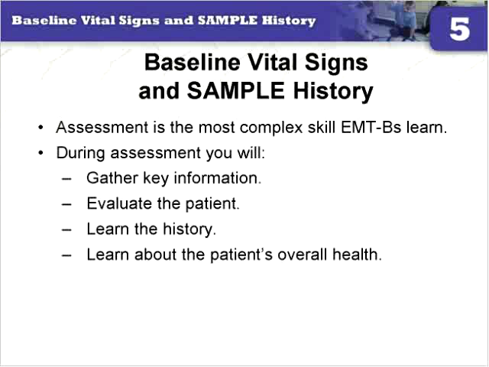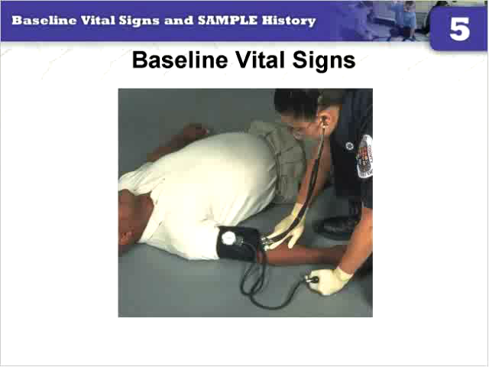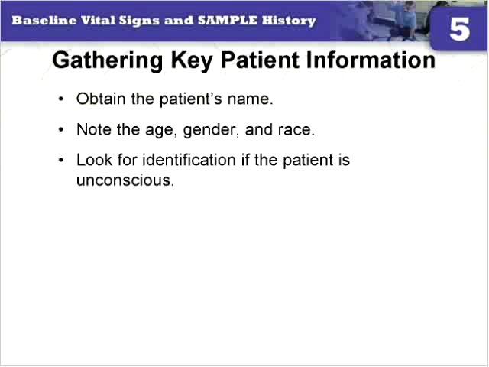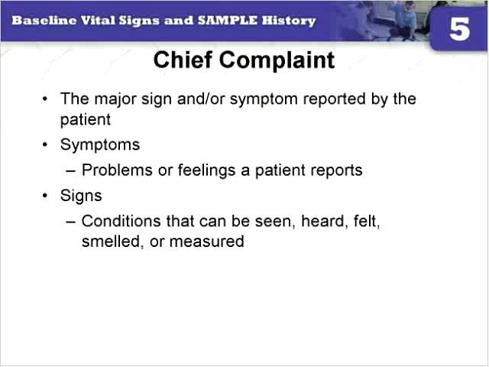Learn the history of the patient. Learn about the patient's overall health. Baseline vital signs: basically, gathering key information, obtain their name, age, gender, race. Look for ID if the patient's unconscious. Chief complaint: you're looking for a major sign or symptom reported by the patient, and that's going to be first person information. And then bystanders or family, you can get information from them.